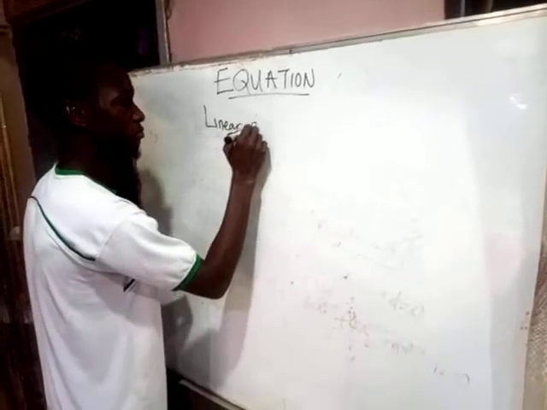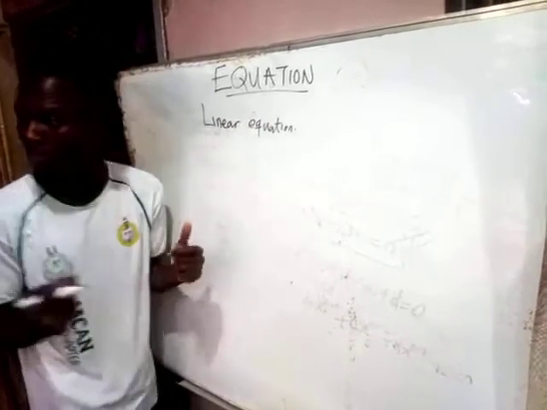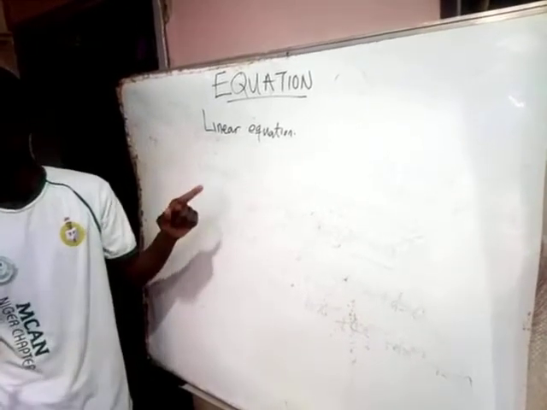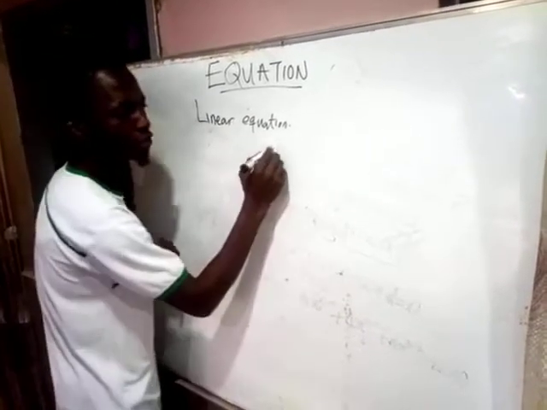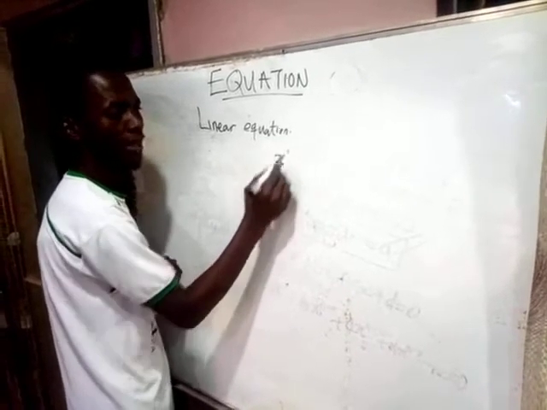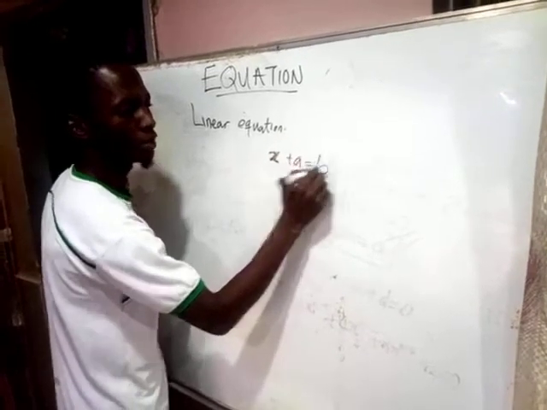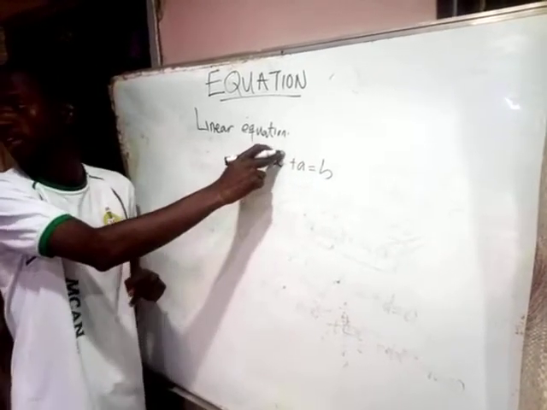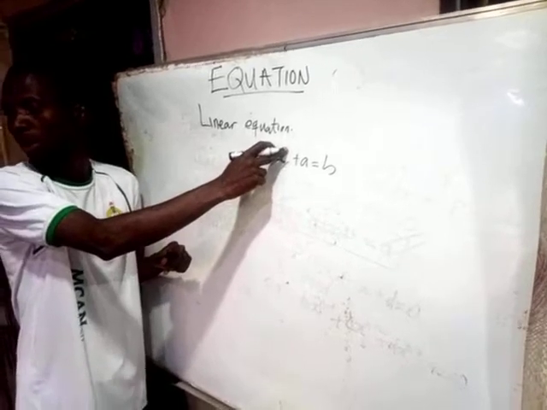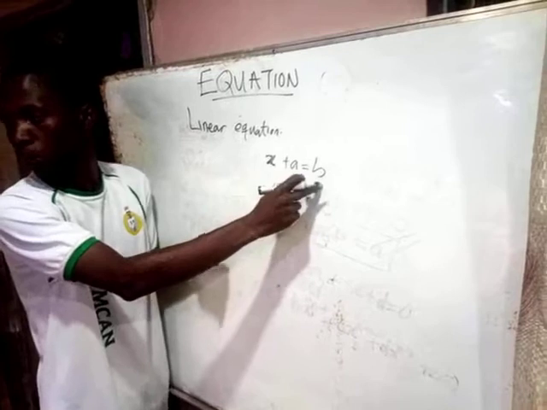Linear equation. We said in our last episode, linear equation is the equation where the coefficient of our unknown x is raised to power 1, like x plus a is equals to b. The coefficient is the index, or the power 1. So here x plus a is equals to b.